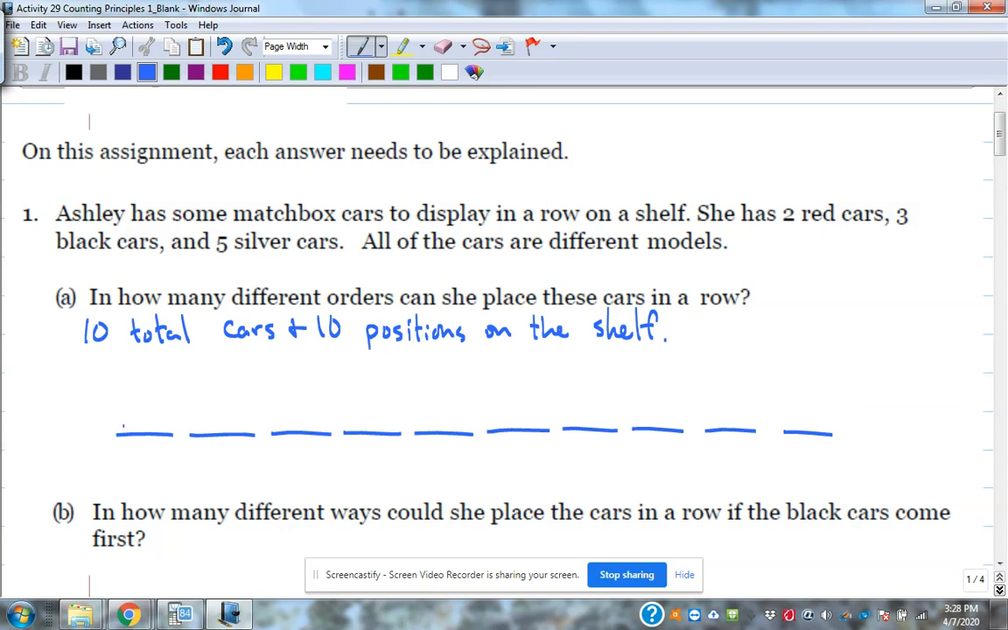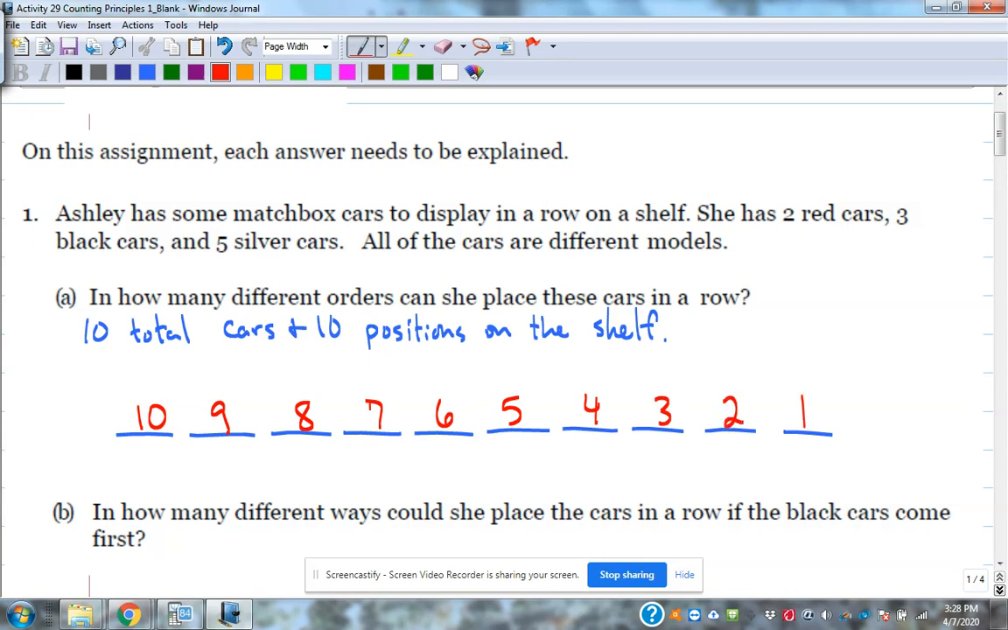Well, in the first position, we haven't put a car on the shelf yet. So there are 10 cars that we could pick from. So we're going to pick 10. We got 10 possible cars that could be there. They may be a red car, maybe a black car, maybe a silver car. It doesn't matter. They're all different cars. So we got 10 cars to choose from. Once we've placed that first car on the shelf, the second position, the pile of cars is reduced to 9 cars. In the third position, the pile of cars is reduced to 8 cars, 7 cars, 6 cars, 5 cars, 4 cars, 3, 2, and 1.